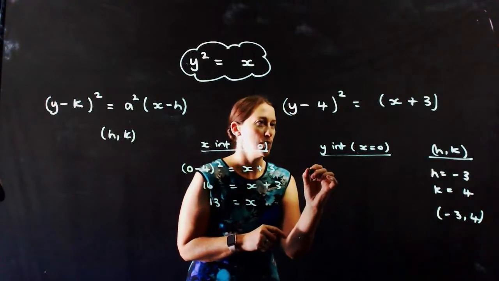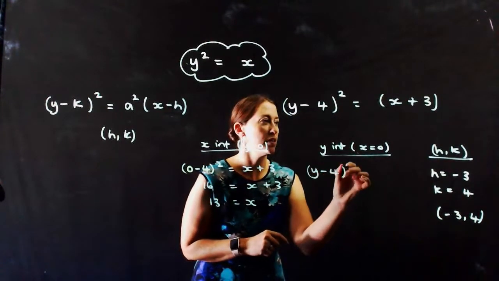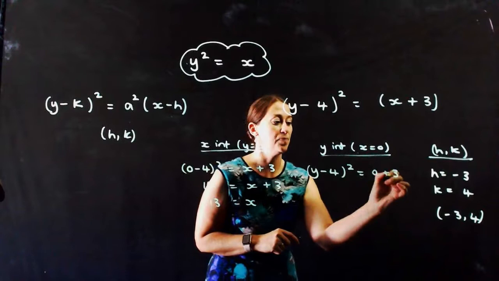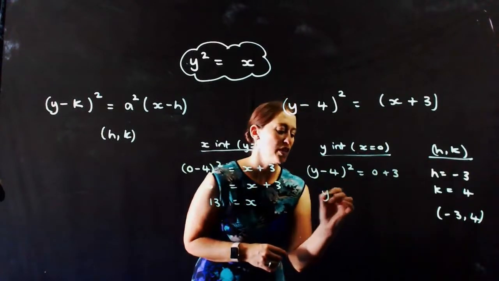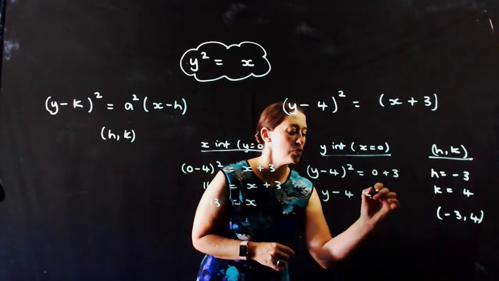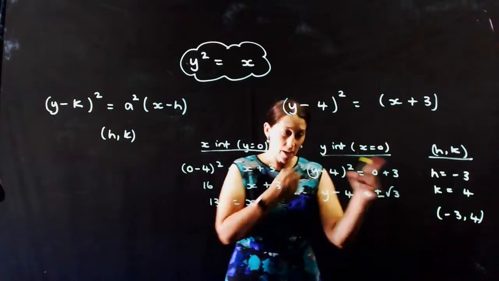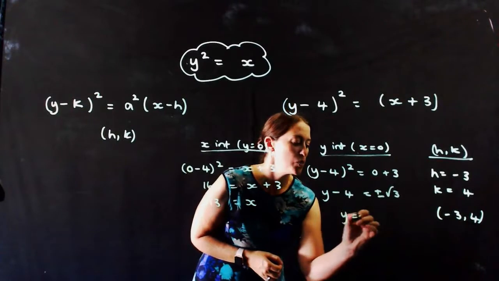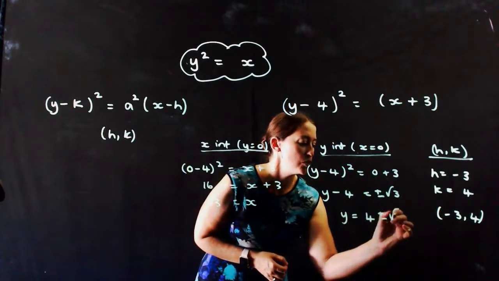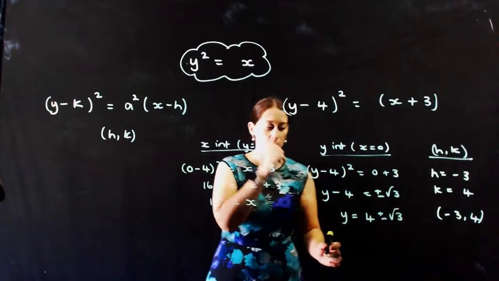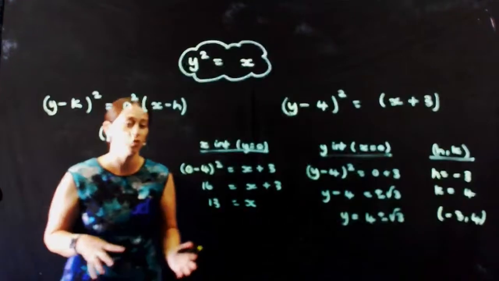We've got y minus 4 all squared equals 0 plus 3. So that just equals 3. So what I can do is square root 3. Now when I square root 3, obviously I get the positive and the negative. Then we add 4. So y equals 4 plus or minus root 3. So I have my two y-intercepts, 4 plus or minus root 3.